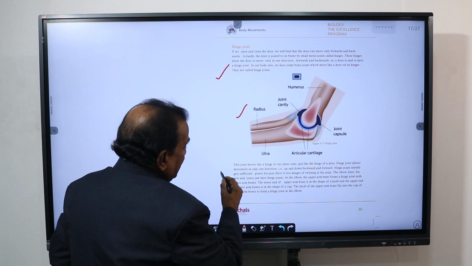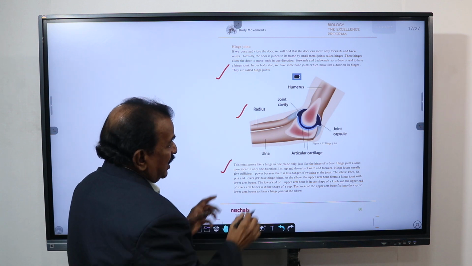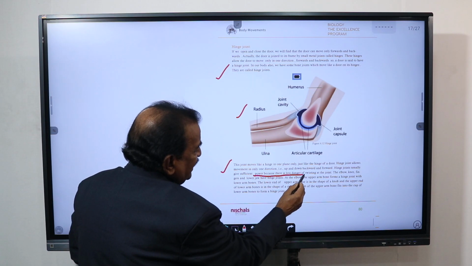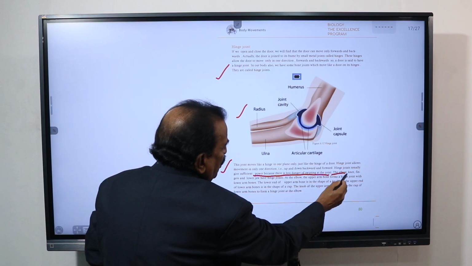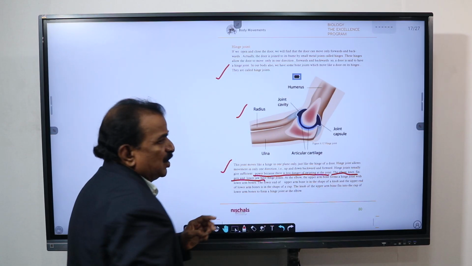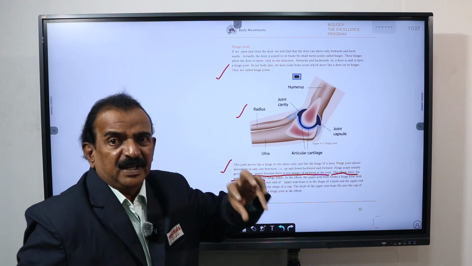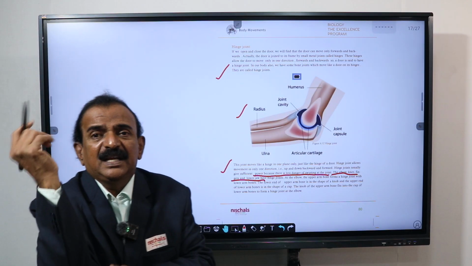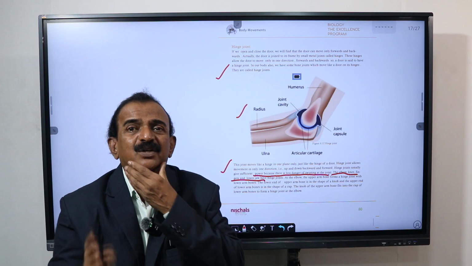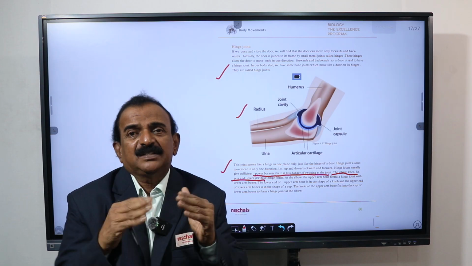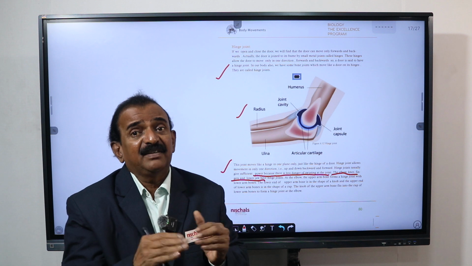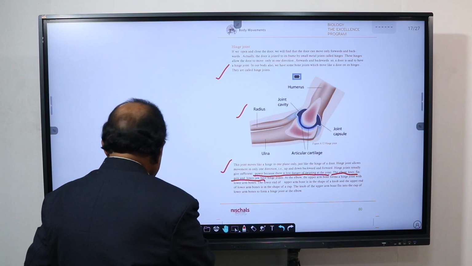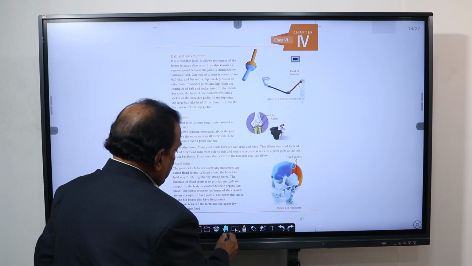So you are observing the description regarding the hinge joint here. There is no danger of twisting at the joint: the elbow, knee, fingers and lower jaw. So where are hinge joints present in our body? Already told you, hinge joints are present in the elbow region, knee region, and also the lower jaw and also the fingers. These are the places where you can observe the presence of hinge joints. And now we need to move to the next page, that is page 81.